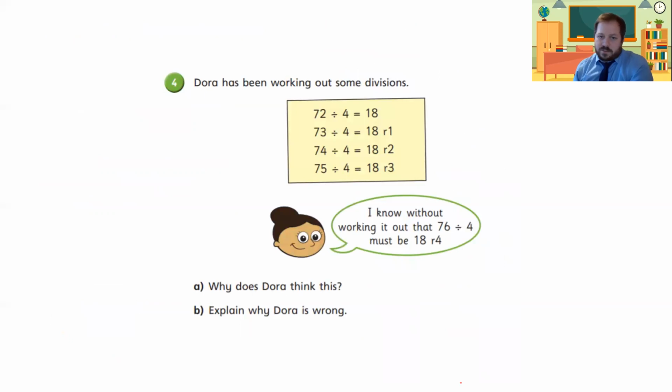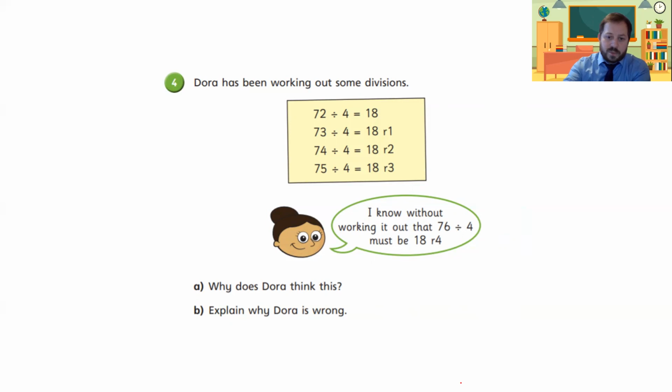So Dora's been working out some calculations and she's got them here. 72 divided by 4 equals 18. And it keeps going. Now she says she knows, without working it out, that 76, the next in her pattern, divided by 4 must be 18 remainder 4. Why does she think this? And explain why she's wrong. Have a go, and we'll come back with the answer in a second.